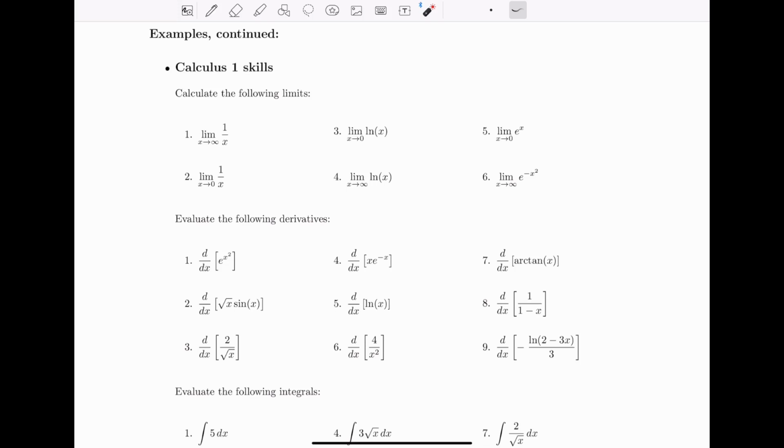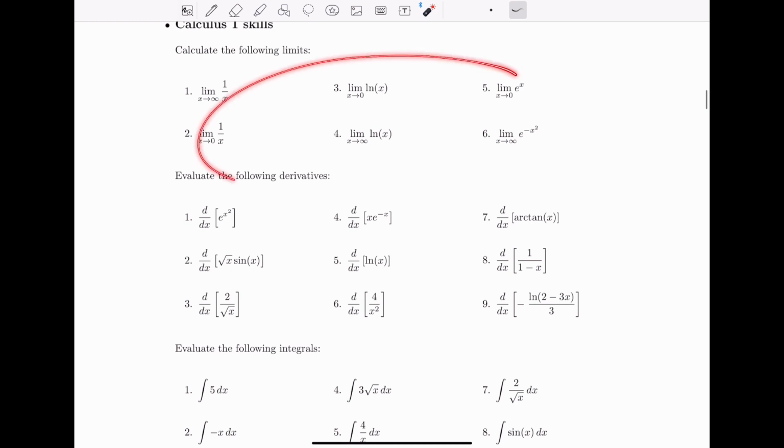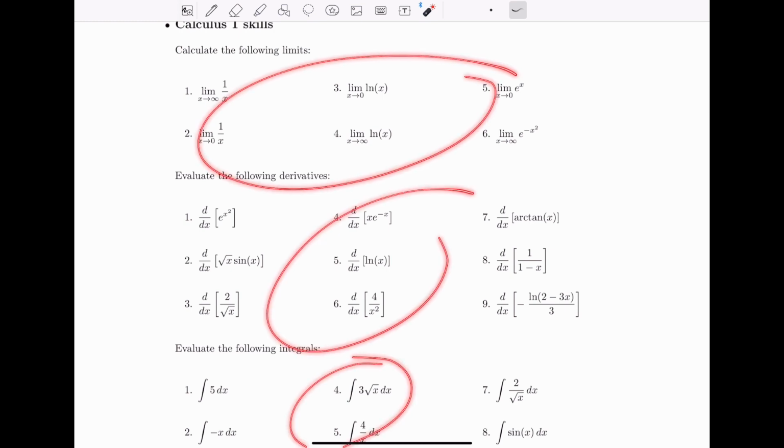Let's continue our review of prerequisite knowledge for Calc 2 with some Calc 1 practice. We're going to evaluate some limits, some derivatives, and finally some integrals. These problems should all be reviewed, and I would again highly recommend that you practice solving the problem on your own first before we work through it together.